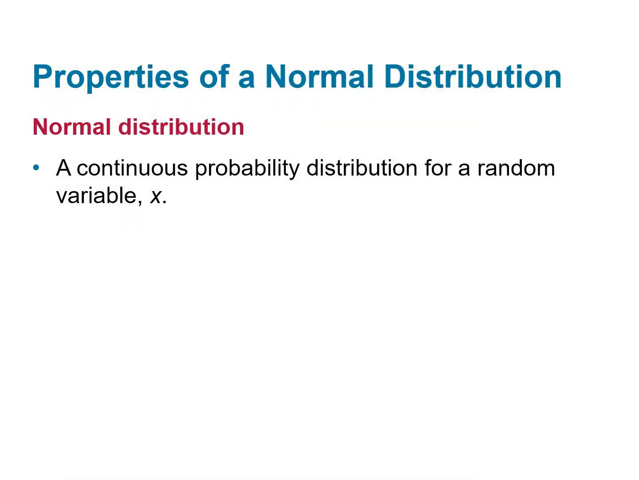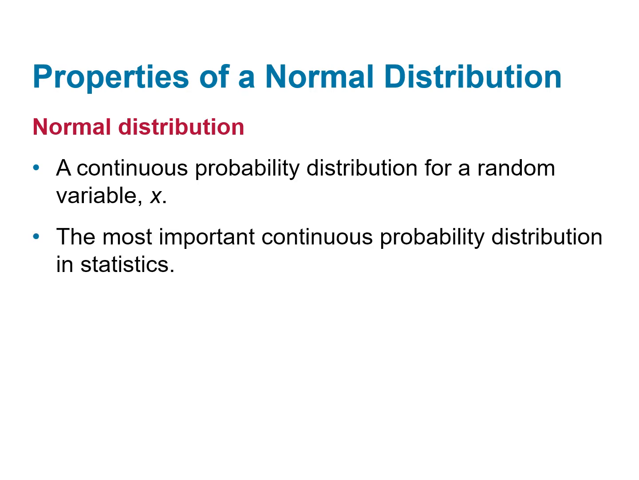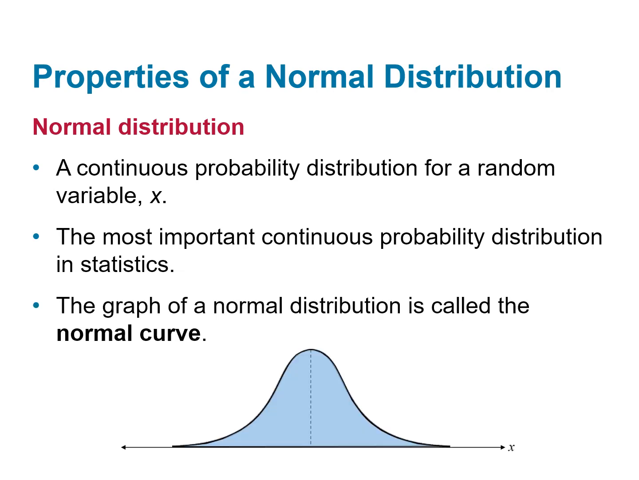Alright guys, in today's video we're going to be looking at interpreting the graphs of these normal distributions. First off, let's talk a little bit about what a normal distribution is. You don't have to write these little key points down, I'll tell you what properties to write down. A normal distribution is a continuous probability distribution for a random variable x. It's actually the most important probability distribution in statistics that we're going to see.